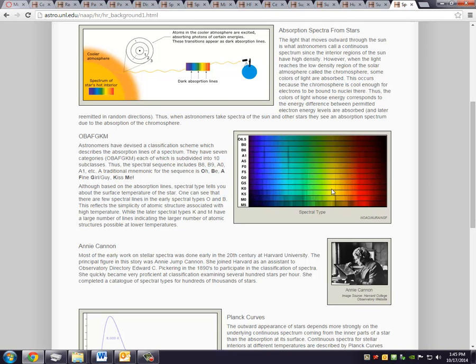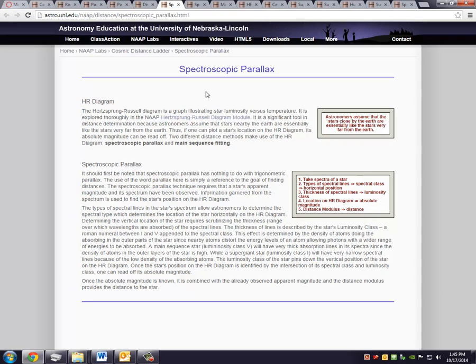And it turns out that not all absorption lines, or not all stars, are equal, because even though you see the same lines showing up in all the different stars, they're not equally strong in different stars. And it has to do with the temperature of the star. So by looking at these absorption lines and seeing their strength, one can determine the temperature of the star. And that's really crucial to using the spectroscopic parallax method.